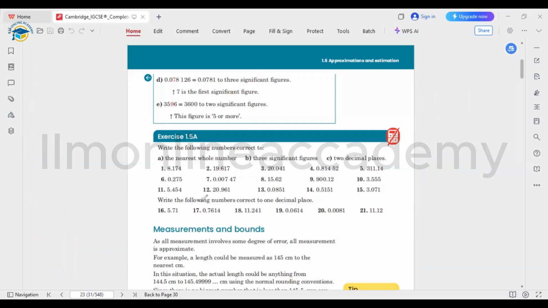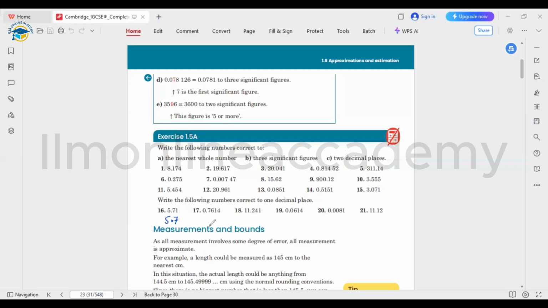Okay, next they're saying write the following numbers correct to 1 decimal place. For all of these numbers, we need to correct them to 1 decimal place, so only one number will be after the decimal point. Let's start. We have 5.71. After the first decimal number, we need to have 5 or more than 5, only then will we add one to the previous number. So you can only write 5.7 for the 16th part.